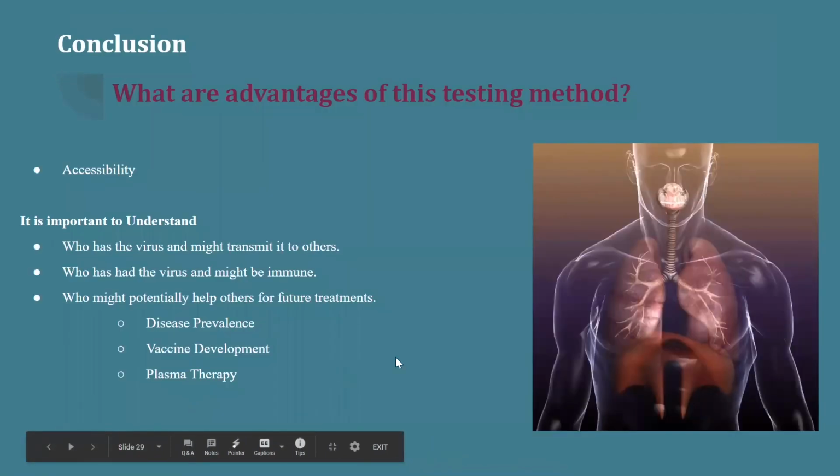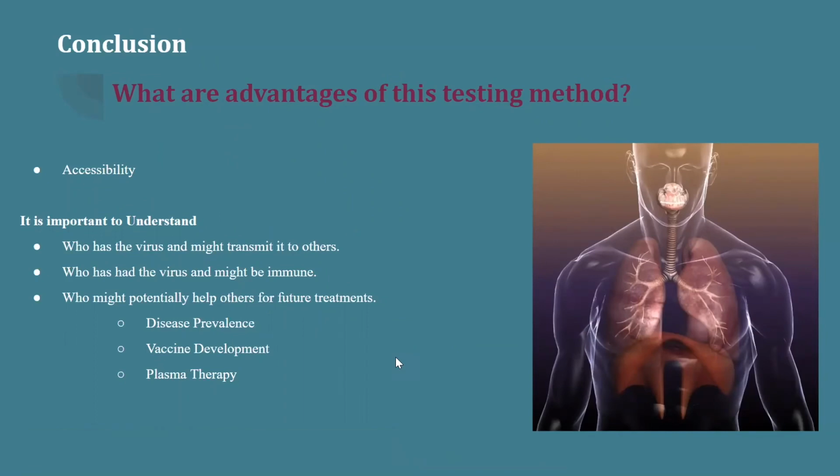In order to wrap this up, the advantage of this test is the accessibility for people to take the test. But what's important to understand is who has the virus and who might transmit it to others, and who's had the virus and might be immune to it, as well as who might be a potential help to others for future treatments, such as disease prevalence, vaccine development, or plasma therapy.